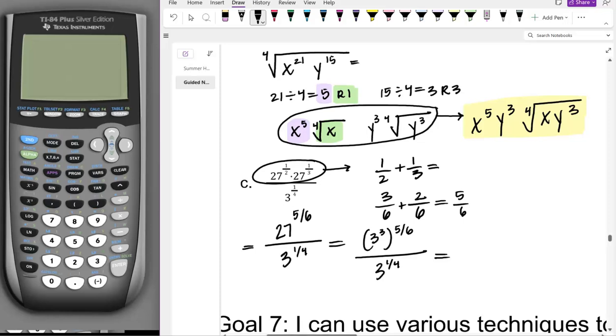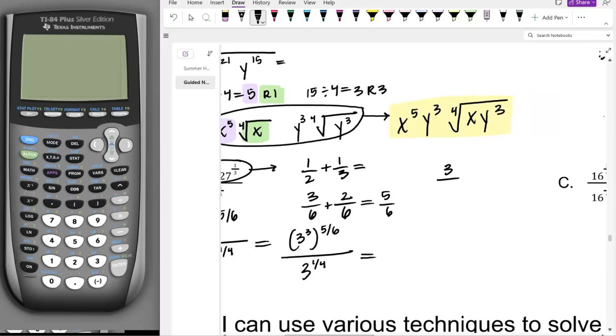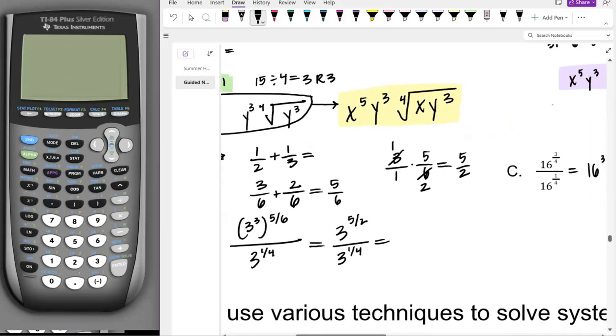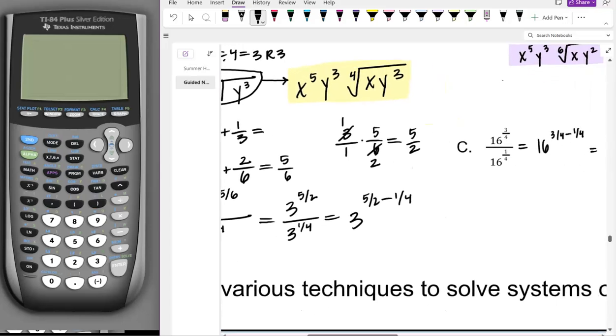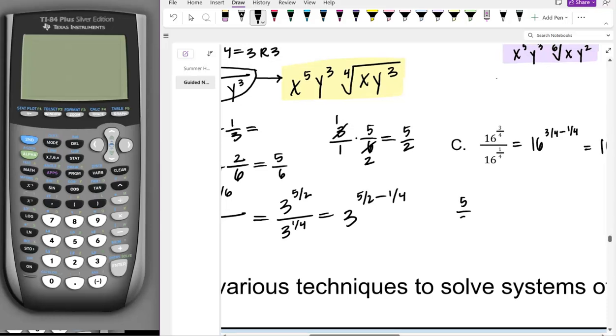A power to a power, I can multiply to simplify that. So I can do 3/1 times 5/6. I can divide these both by their common factor of 3 before I multiply. I get 5/2. Now I have the same base, so I can subtract 5/2 minus 1/4. My common denominator is going to be a 4. My second fraction already has that denominator. My first needs to multiply by 2/2.